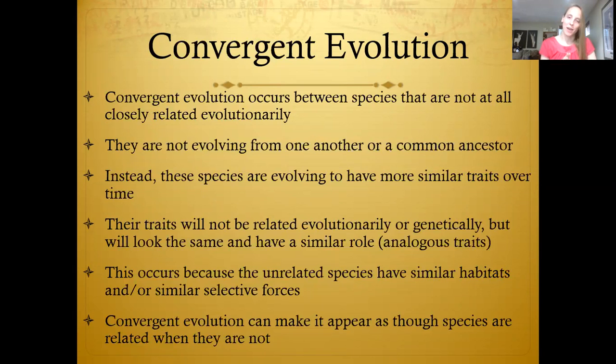Usually it happens when you have two unrelated species that have similar habitats or similar selective forces. Convergent evolution can make species look like they're related even though they're not.